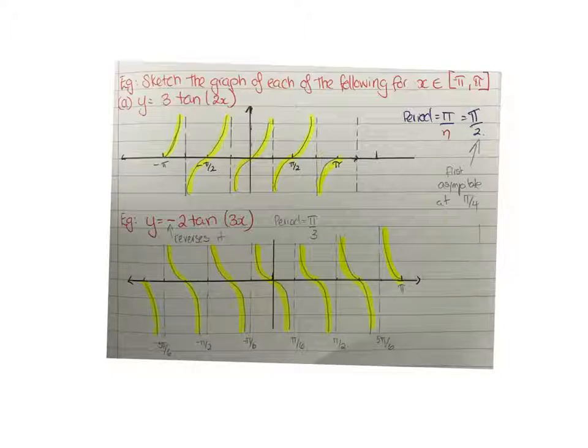Alright, so if we have a look at these graphs here, it says sketch the graph of each of the following for x is an element. So that's just telling you the domain. So if you have a look, we only want to go from negative pi up to pi. So we're only showing that part of the graph. Okay, so we should go about and find first the period. So it will be pi divided by n, and in this case it was 2. So pi on 2 is the period, and the amplitude, as we said, it didn't really matter.